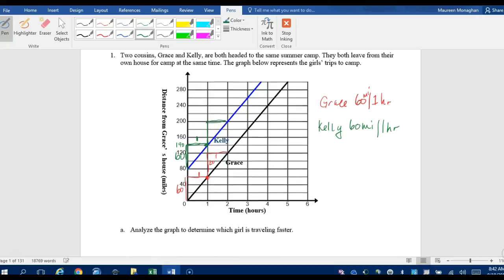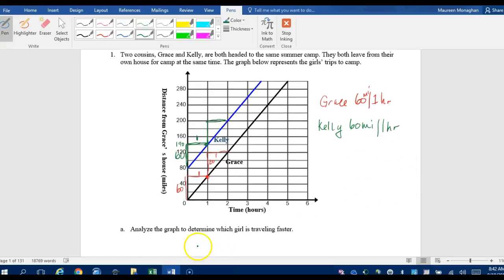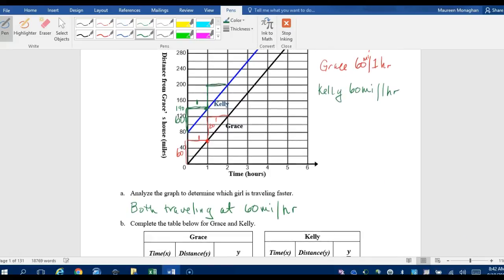So which one's traveling faster? Well, neither. They're both traveling at 60 miles per hour. Okay. Do you notice anything about those lines? Yep, they're parallel. Well done.